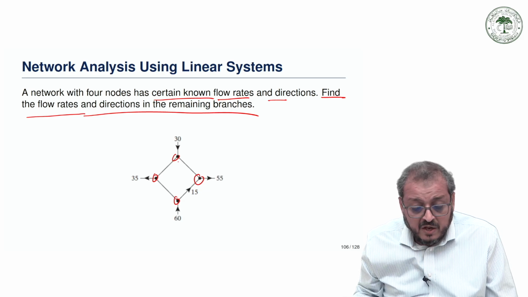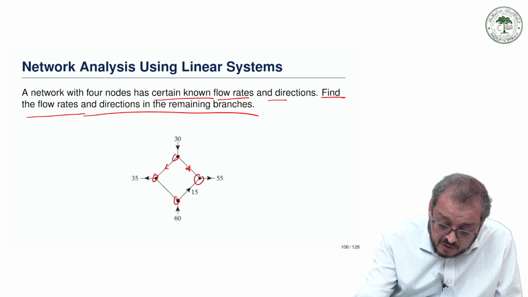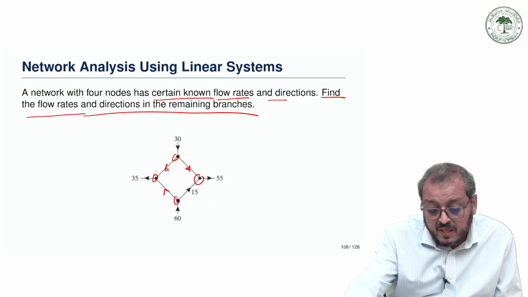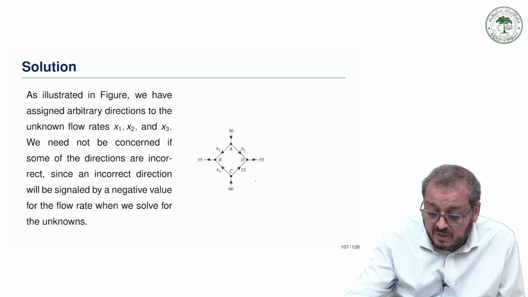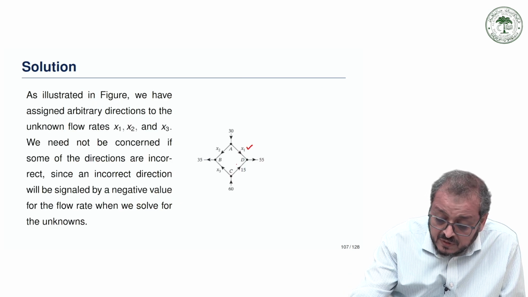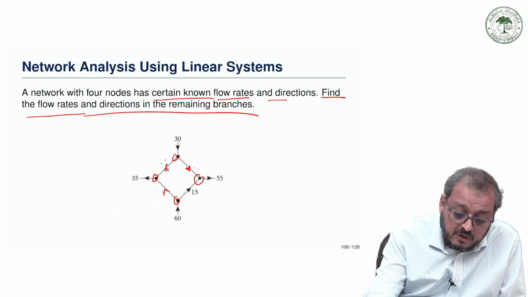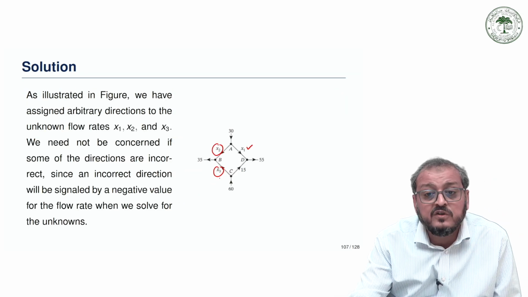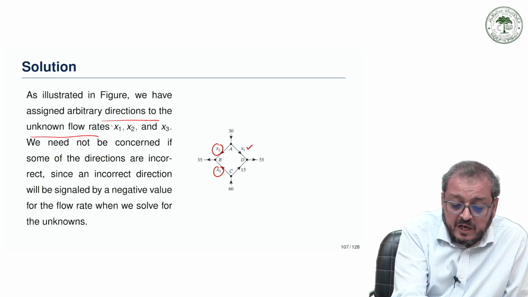Let's start by assigning some value and direction, because this one is coming in this direction and going out this way, and this one is coming in this direction and going out this way. So I just assign some directions accordingly. We have x1 here, x2 here, and then x3. This one is already given as 15. This other one is not given, so I put x1 here, x2 here and x3 here. So I am giving the variables x1, x2, x3. In the figure, we have assigned arbitrary directions to the unknown flow rates x1, x2, x3.